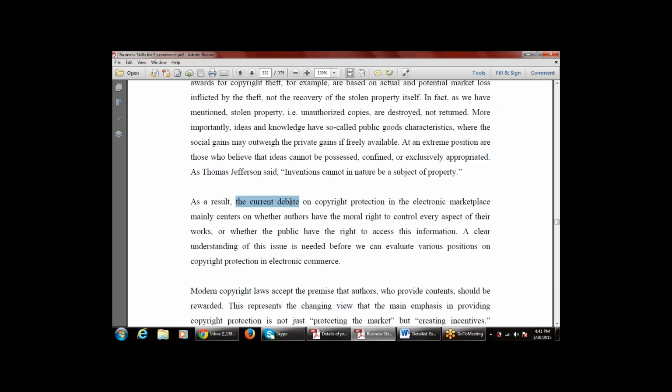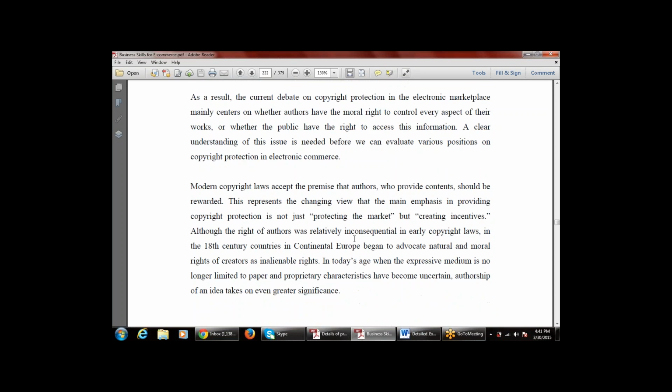As a result, the current debate on copyright protection in the electronic marketplace mainly centers on whether authors have the moral right to control every aspect of their works or whether the public has a right to access this information. A clear understanding of this issue is needed. Modern copyright laws accept the premise that authors who provide content should be rewarded.